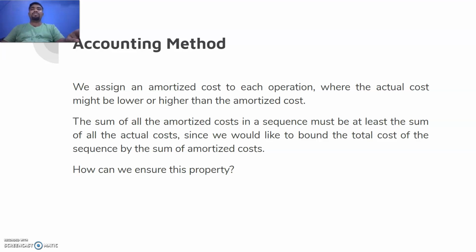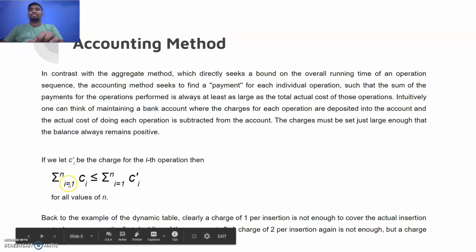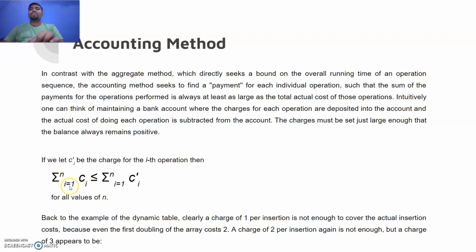But one thing we need to ensure is that the amortized cost is never less than the actual cost. Whatever we charge should always cover the actual cost, so that the balance never goes below zero and never goes negative. Now you see the formula over here. The c_i is the actual cost of the i-th operation, and the summation of the actual costs throughout n operations is less than or equal to the summation of the amortized costs throughout all the operations. So this is how we work.